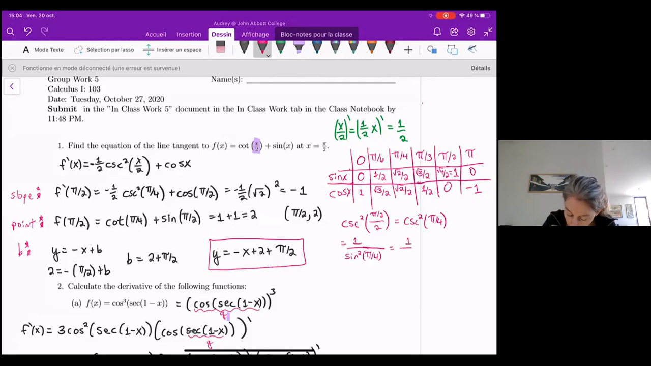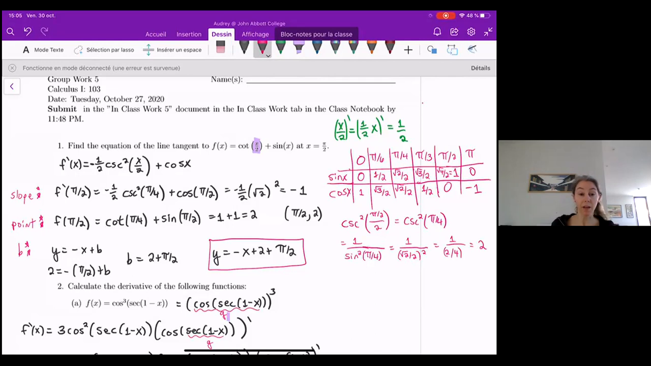And this gives me 1 over, well, sine of pi over 4 is root 2 over 2. So I'm just squaring that. So it's 1 over root 2 over 2 squared. So this gives me 1 over 2 over 4, which is actually just equal to 2.